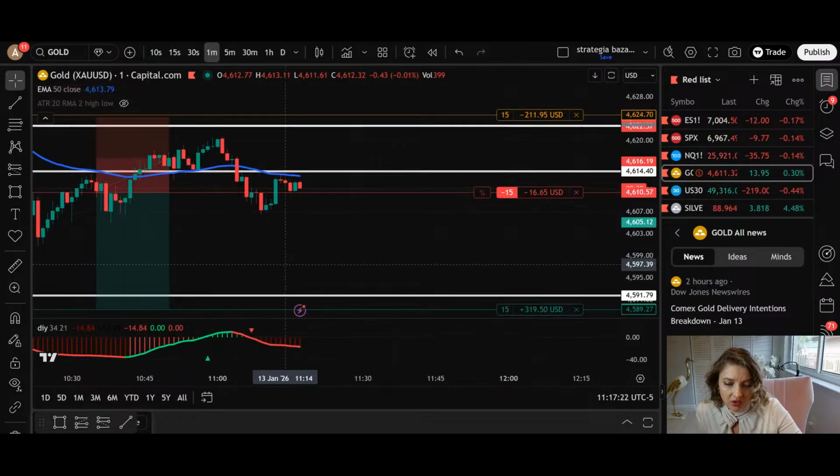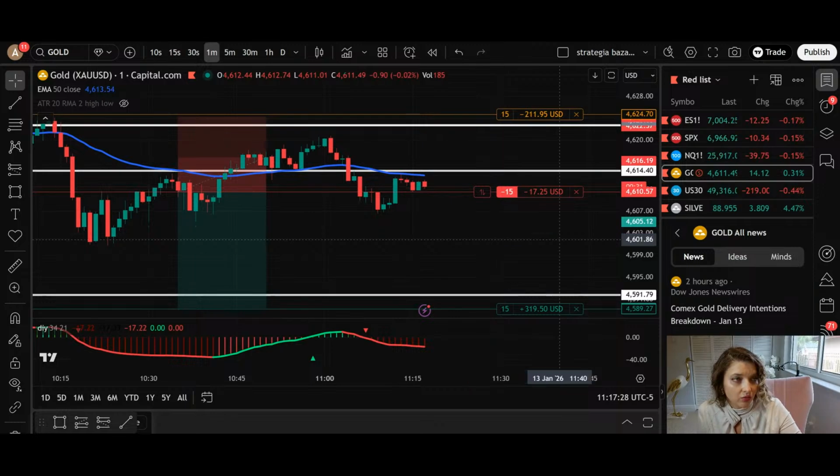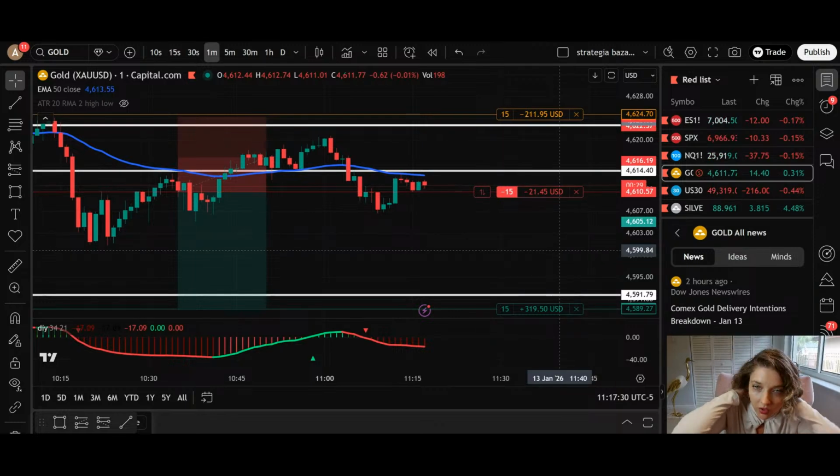But I don't use this indicator, guys. I don't use this indicator. I'm just looking at it, trying to figure out if I want to use it in the future.